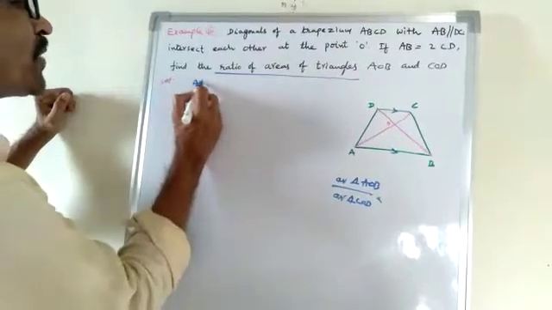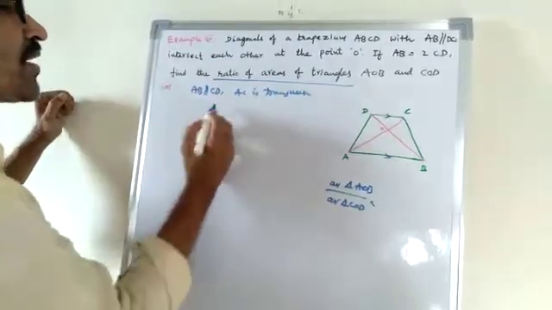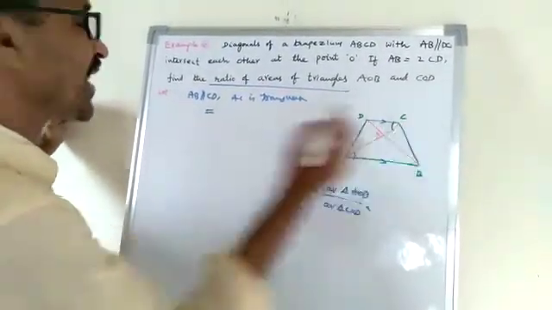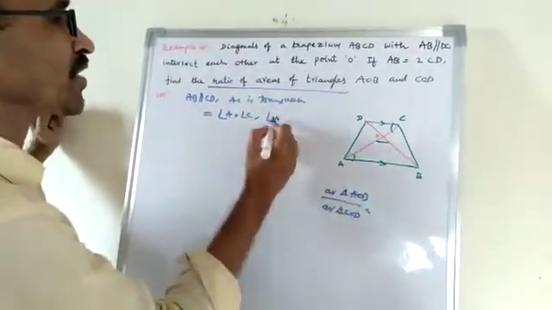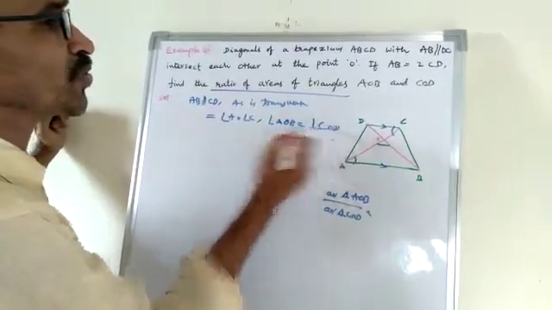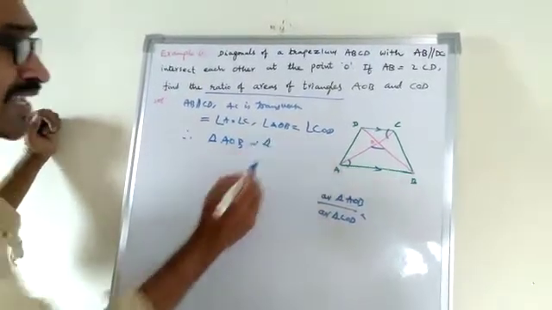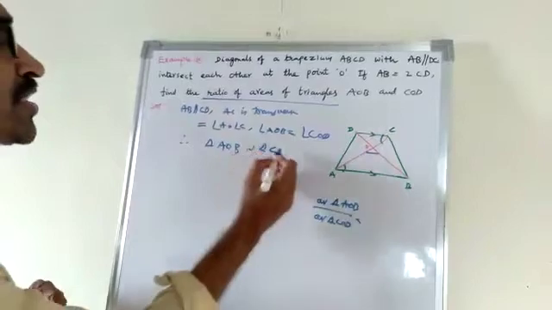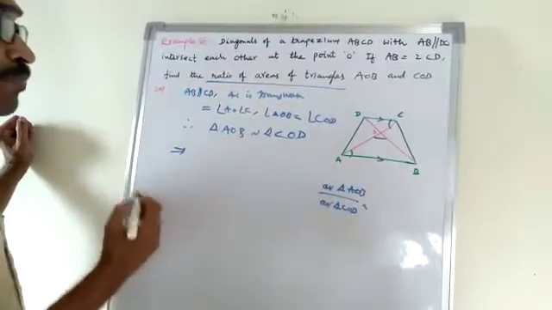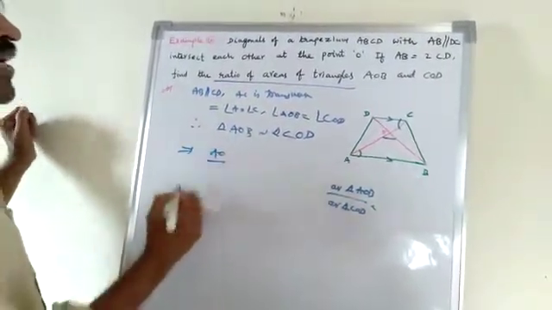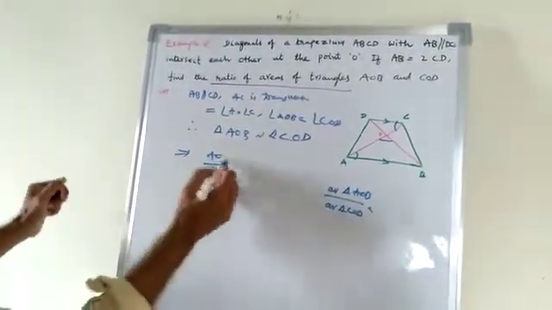Clearly observe, AB parallel to CD is given. AC is a transversal. That implies angle A is equal to angle C. And angle AOB is equal to angle COD. Therefore, by AAA, triangle AOB is similar to triangle COD. So by the property, AO by CO is equal to AB by CD, similar triangles.